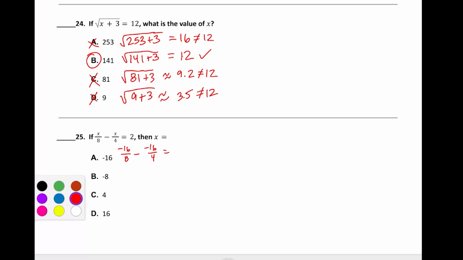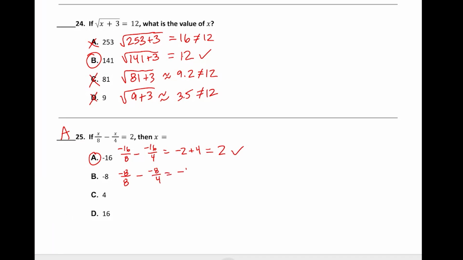Well, negative 16 over 8, that's negative 2. 16 over 4 is 4. I'm subtracting a negative, so that's going to be plus 4. And that actually does equal 2. So it looks like our answer is going to be A. But let's check the rest of them. Negative 8 over 8 minus negative 8 over 4 would be negative 1 plus 2. All right, that's just 1. That is not the same as 2, so it can't be B.